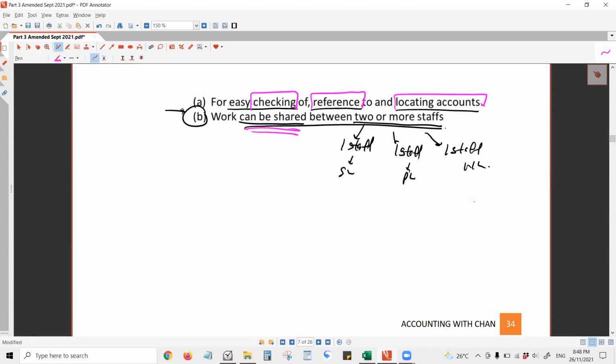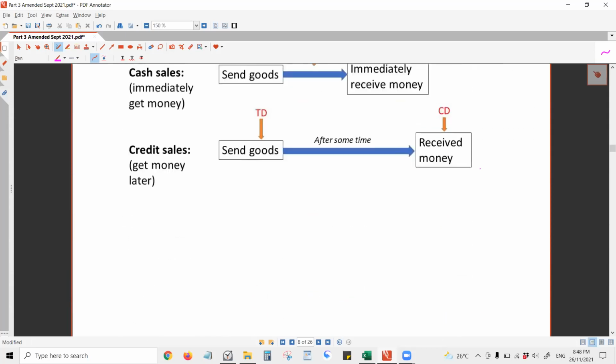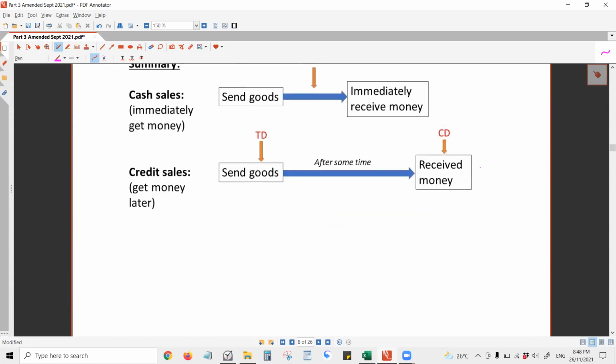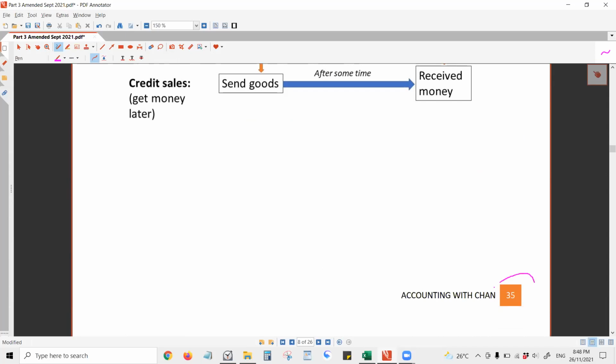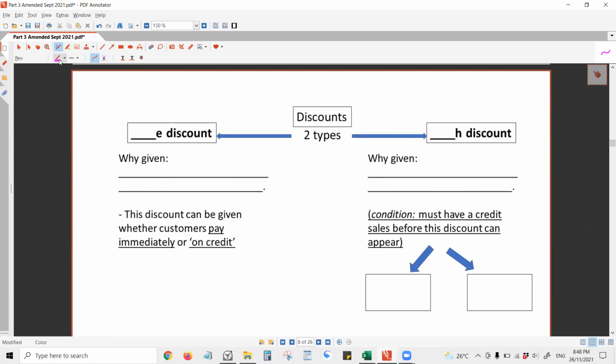Come to page 35. Come to page 35. So today I think we can finish off part 3. Then next week we move on to another topic. Okay, so page 35. Let's see. I believe that this word is the most common word that you should be very familiar with. Discounts. You learn this word, I think, since primary school.